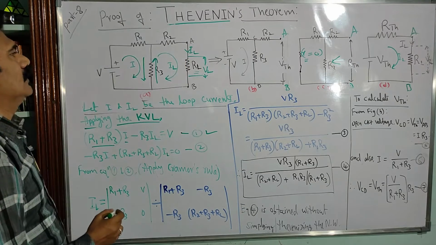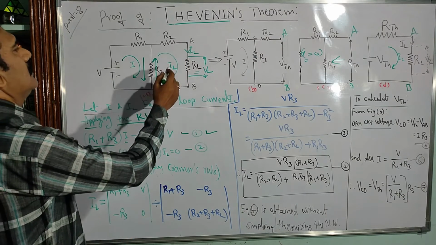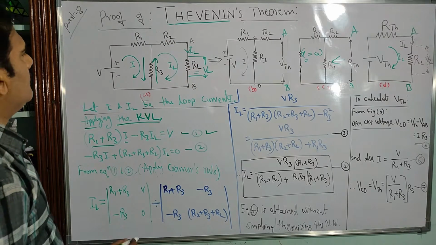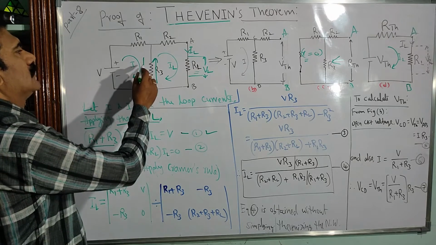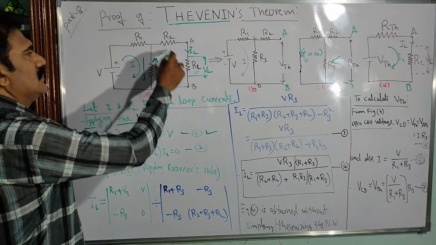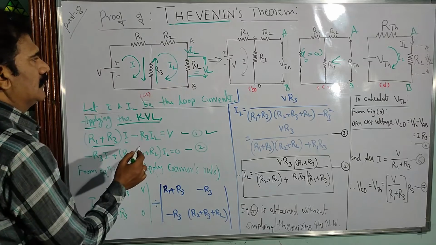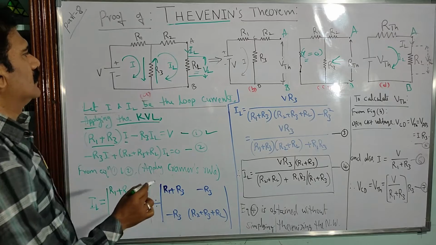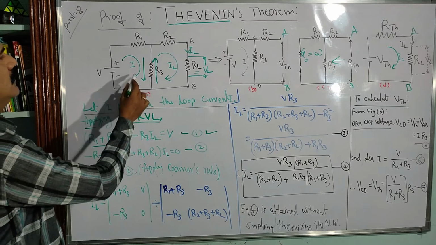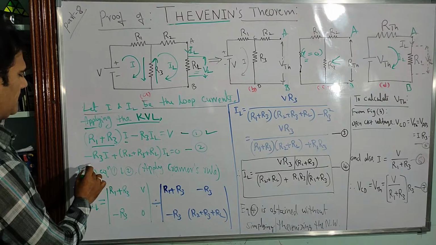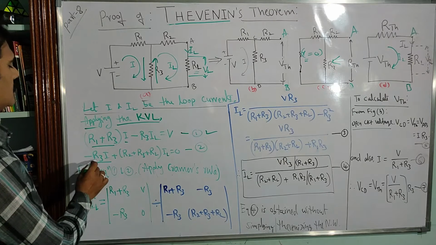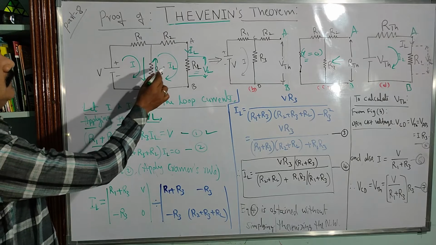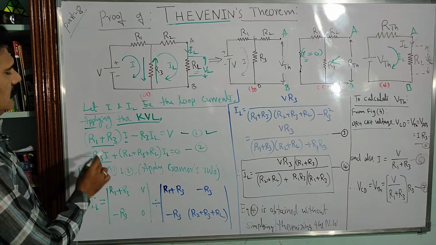In the second loop again, the current IL is passing through R2, RL and R3. And in the same resistor R3, the current I is passing in the opposite direction with respect to IL, isn't it? So I becomes opposite to IL. First you write the coefficient of I, that is I into R3. So minus R3 into I, because I am considering a negative sign for I since it is opposite to IL.